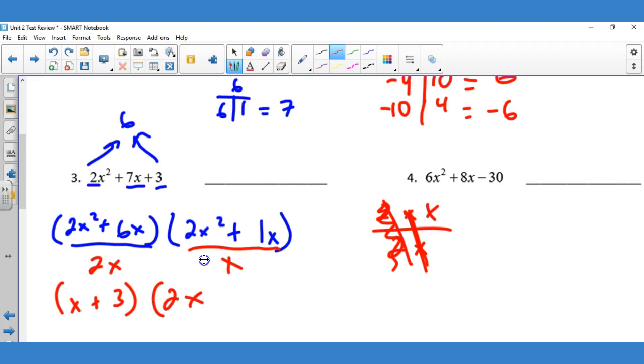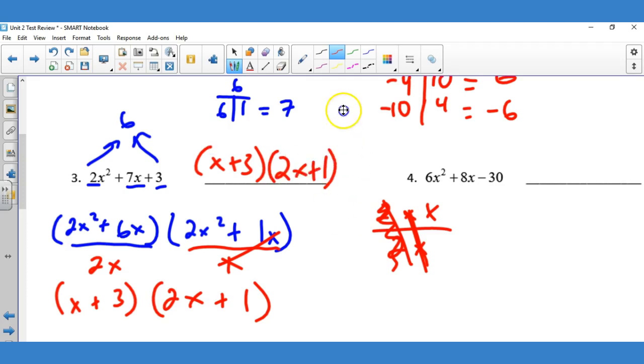All right, so 2x, there's 2 and 1. 2 divided by 1 is 2. And right here, the x's cancel, so it's just 1. So there we go. X plus 3, 2x plus 1. Okay.